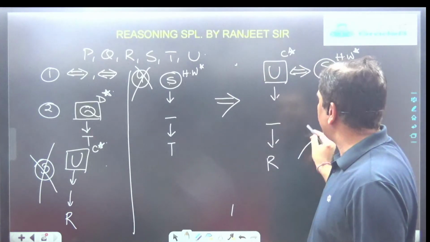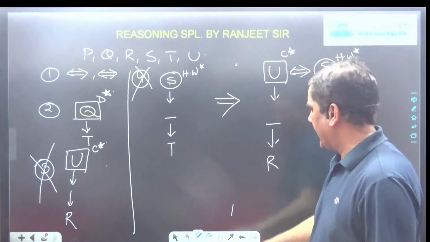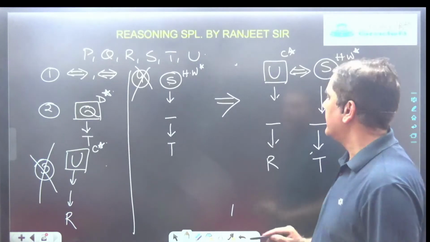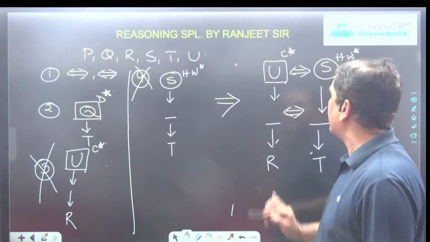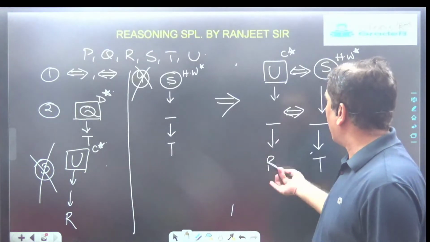And below S is given to be what? This is given to be what? Blank. And below this is given to be what? T. There are 2 married couples, so second must be over here. The only thing that is left is what? P and Q. R, S, T, S.